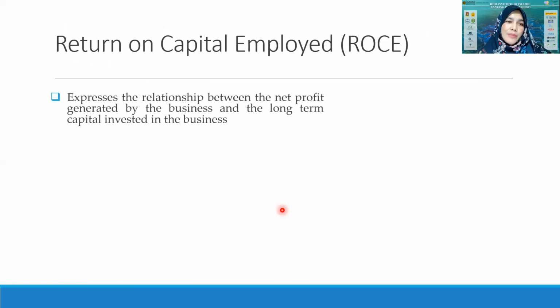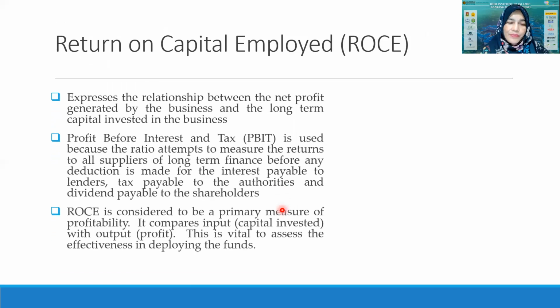Okay, this one is return on capital employed. It is about return, still looking at the profit. It expresses the relationship between the net profit generated by the business and the long-term capital invested in the business. So what is long-term capital? We will look into it. The profit before interest and tax is used because the ratio attempts to measure the returns to all suppliers of long-term finance before any deduction is made for interest to lenders. So again, it is looking at the level of profit before interest and tax, because we want to see the operational profit generated by the company from the long-term capital. Long-term capital is about the loan and also the equity, the long-term loan.